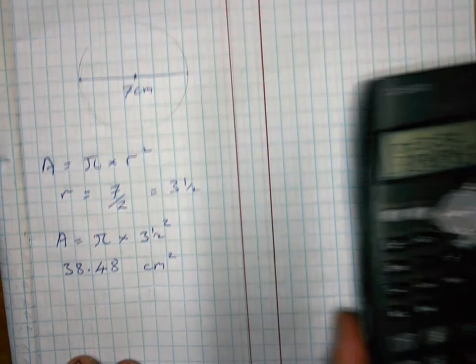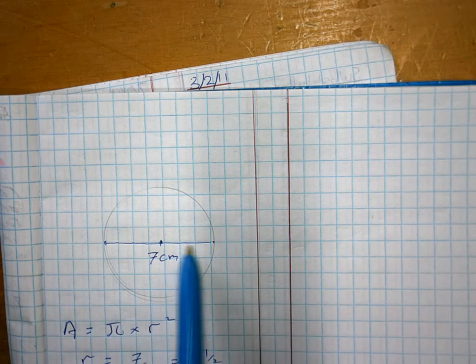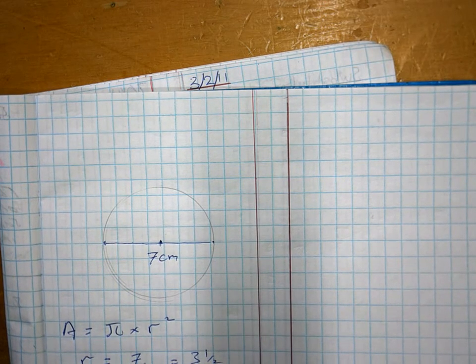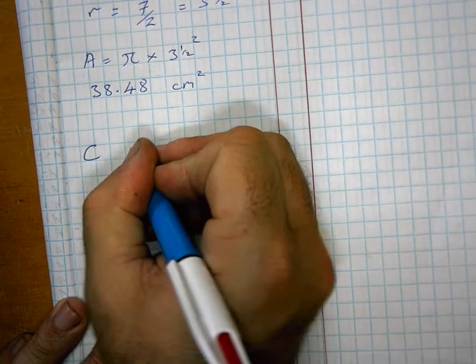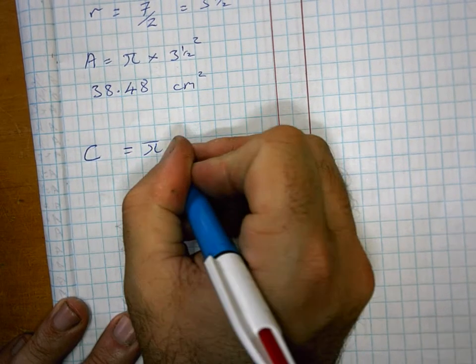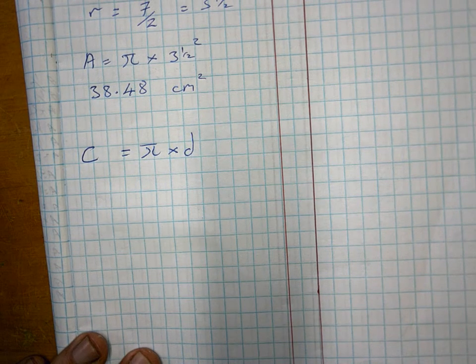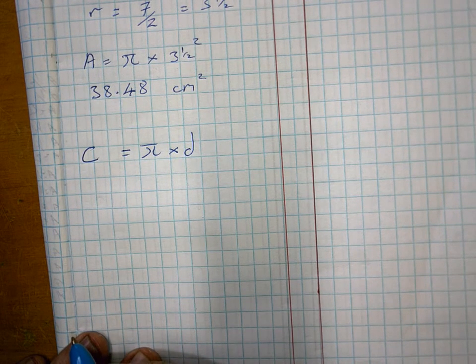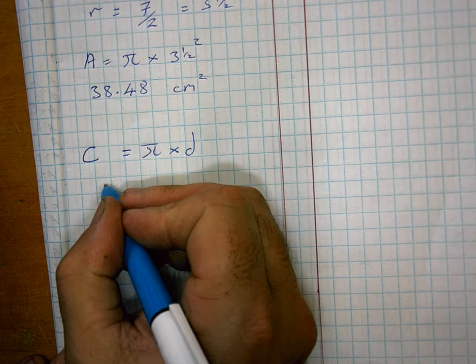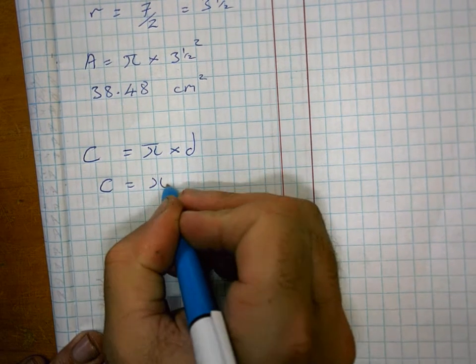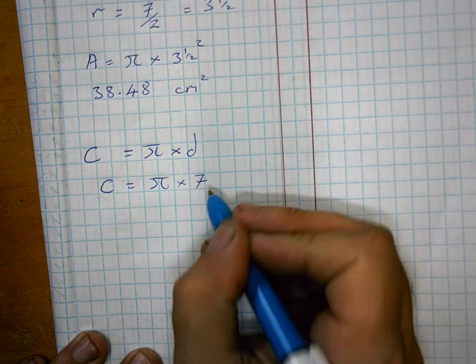How do you find the circumference? Let's do the same circle, 7 centimetre diameter. How do I find the circumference? The first thing I do is write down the formula that the circumference is pi times the diameter. Now we already know that the diameter is 7, don't we? So I can now write the circumference is pi times 7.